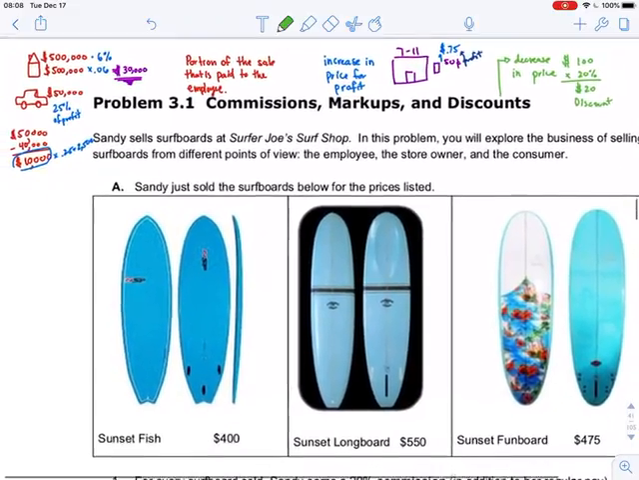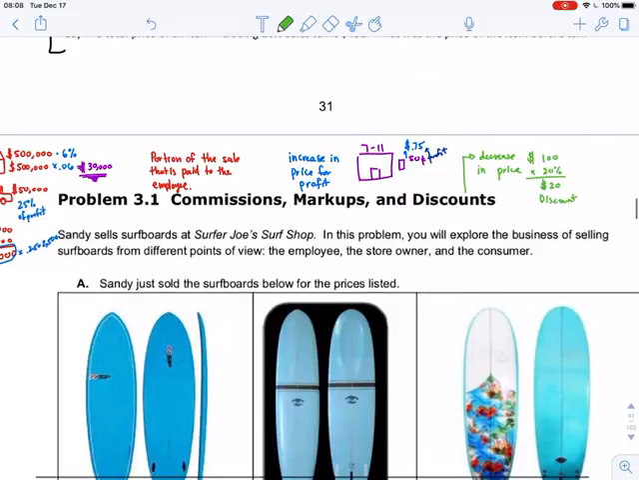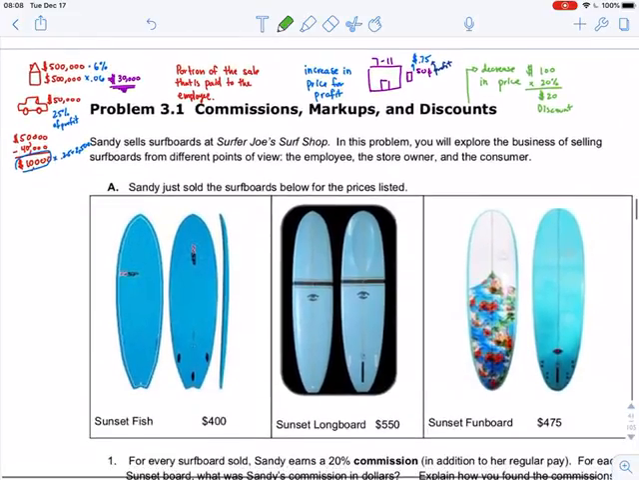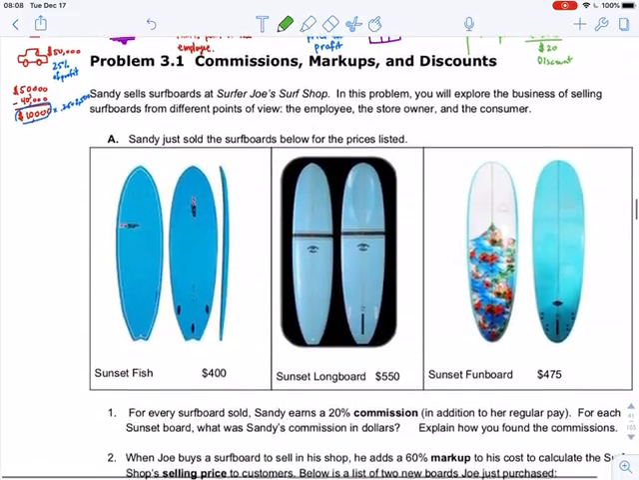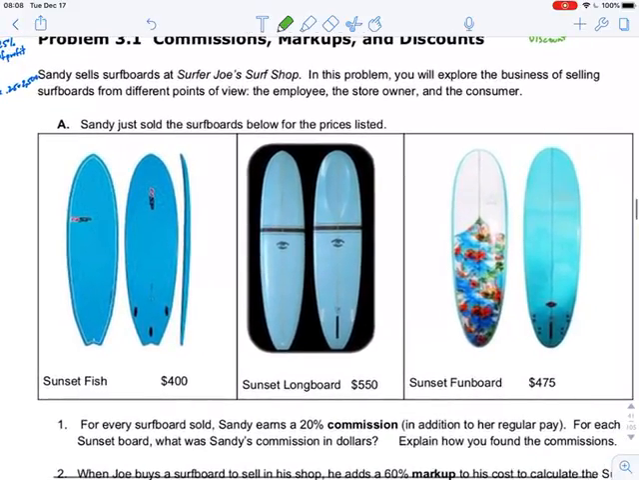All right, so 3.1, we are on page 32. Or at least mine is on page 32. I know our numbers have been a little bit off. But 3.1, commissions, markups, and discounts. Sandy sells surfboards at Surfer Joe's Surf Shop. In this problem, you will explore the business of selling surfboards from different points of view. Now, again, this can be similar to car salesman or home sales or something like that.